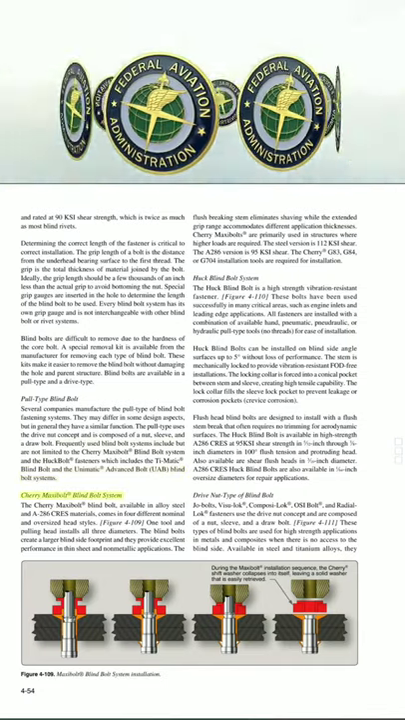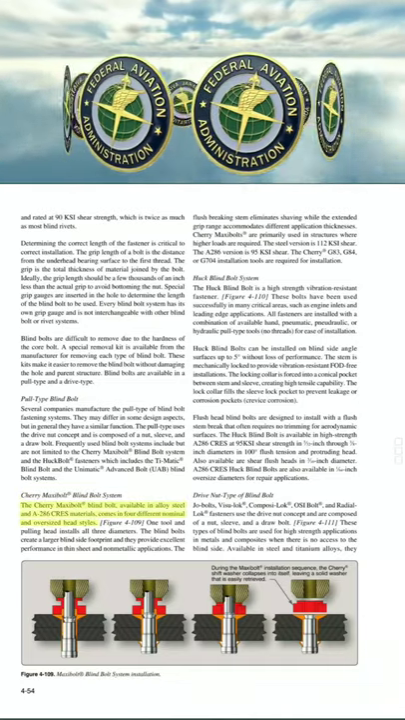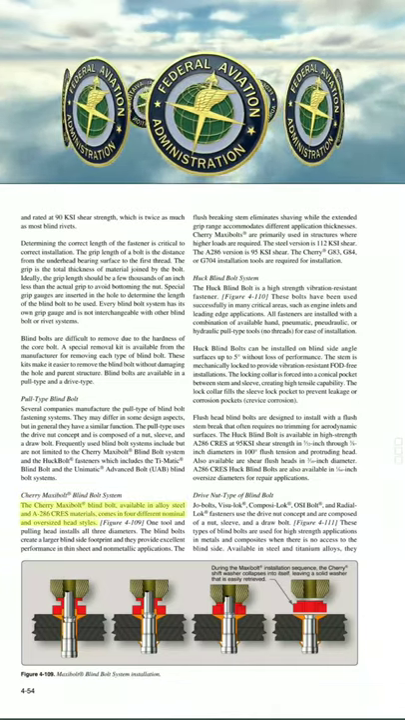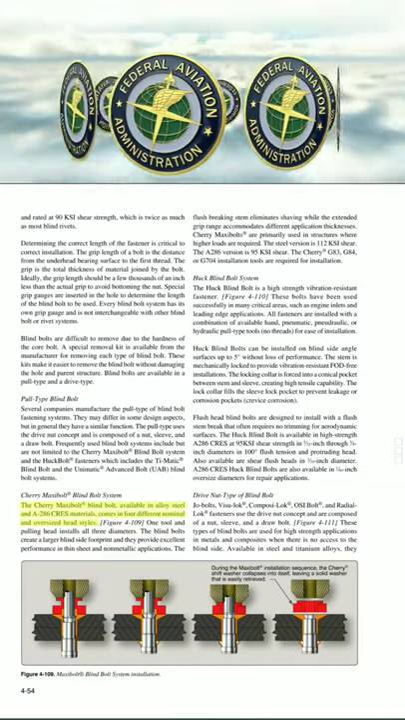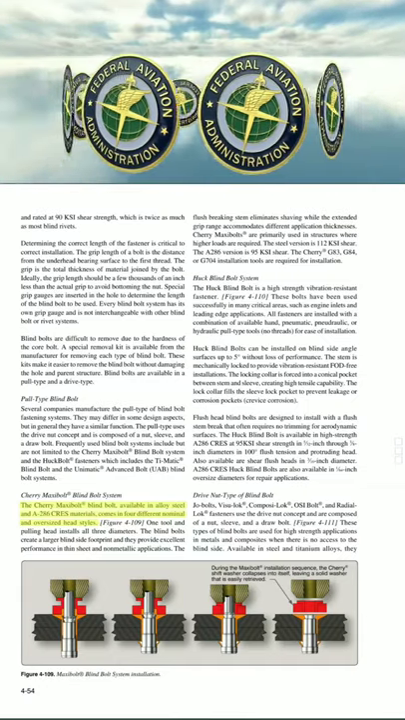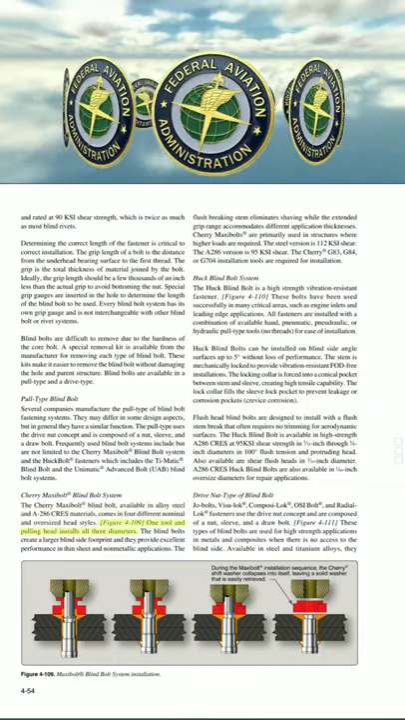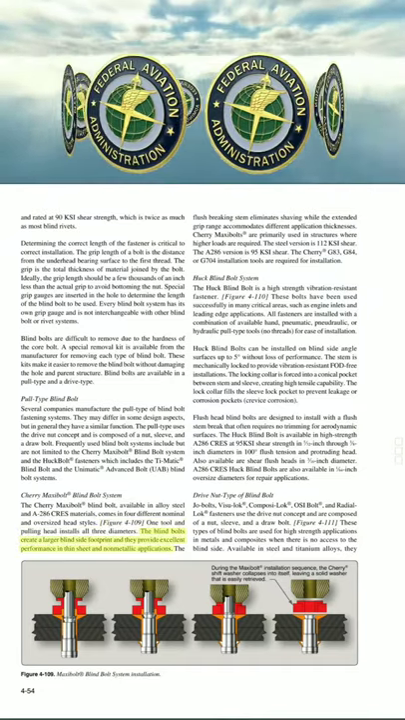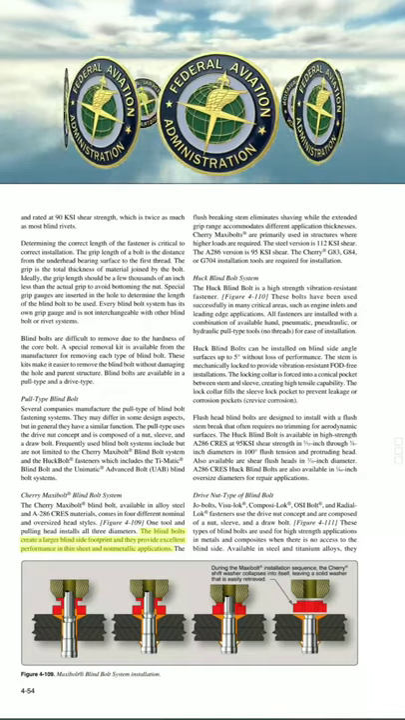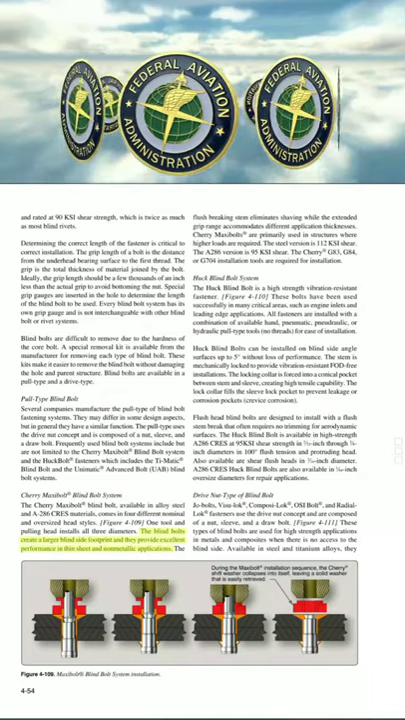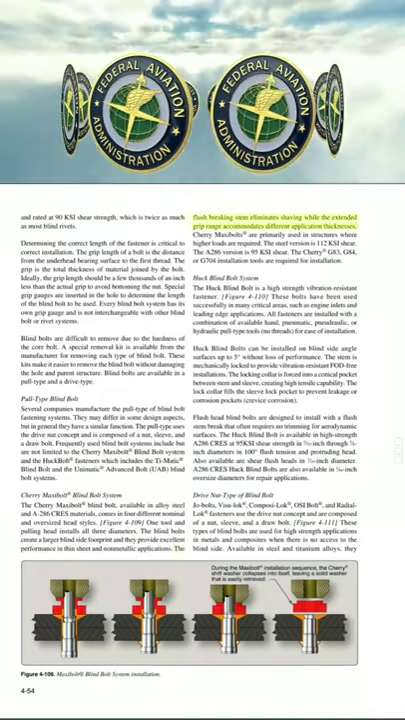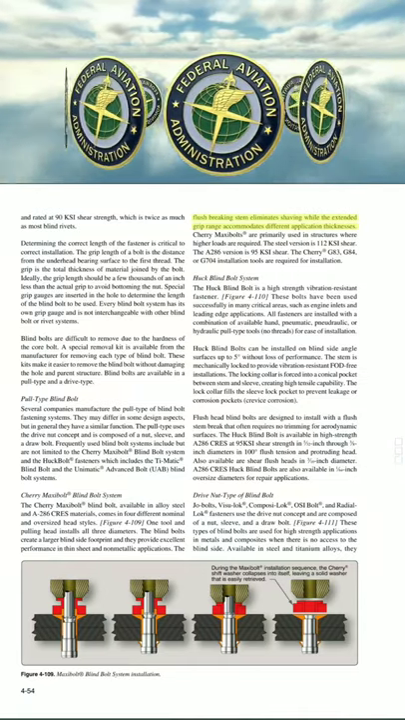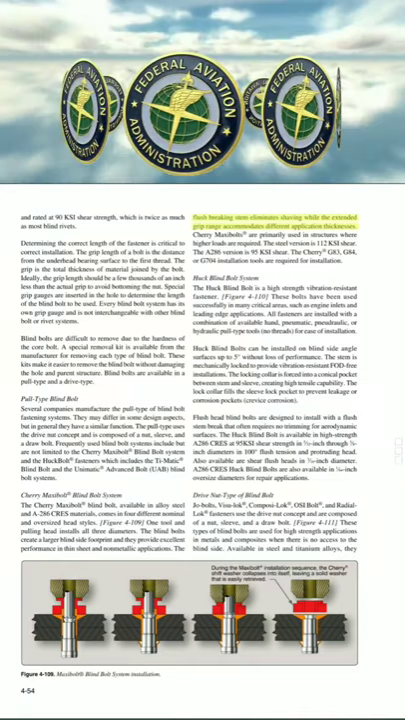Cherry Maxibolt registered blind bolt system. The Cherry Maxibolt registered blind bolt, available in alloy steel and A286 materials, comes in 4 different nominal and oversized head styles. Figure 4-109. One tool and pulling head installs all 3 diameters. The blind bolts create a larger blind side footprint, and they provide excellent performance in thin sheet and non-metallic applications. A flush breaking stem eliminates shaving, while the extended grip range accommodates different application thicknesses.